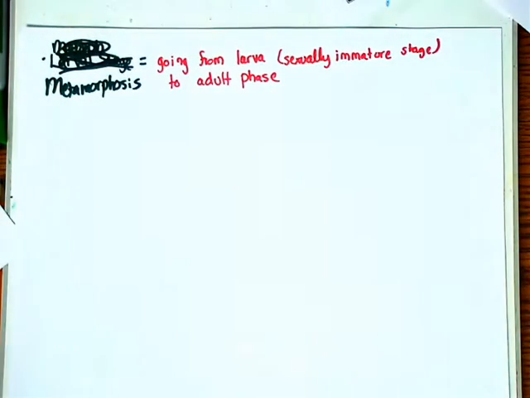Going from the larval stage, the sexually immature stage, to an adult phase, that would be metamorphosis. Some creatures have more than one, some creatures just have one. It kind of depends on the animal. One metamorphosis, going from like an immature to an adult stage. Let's see.